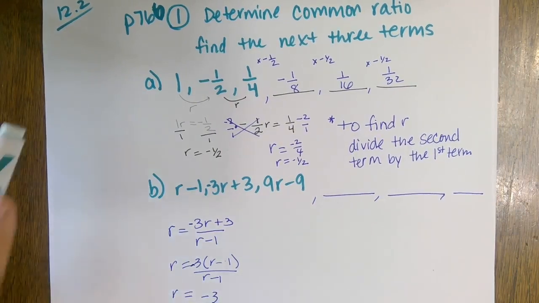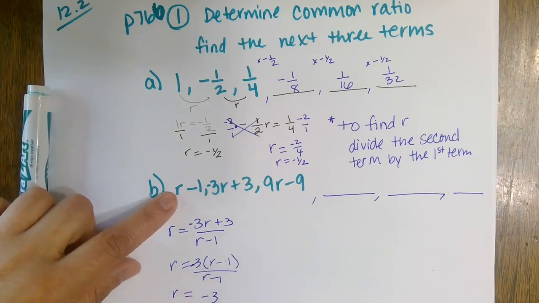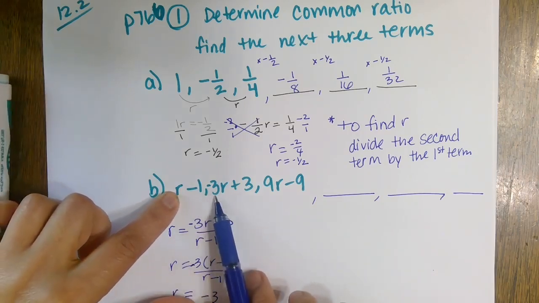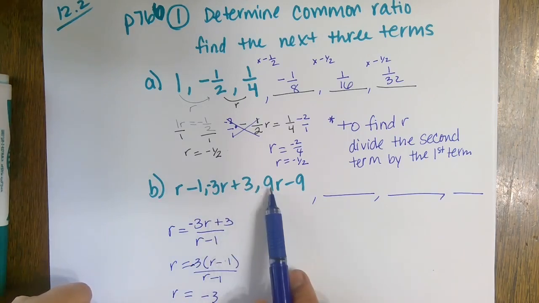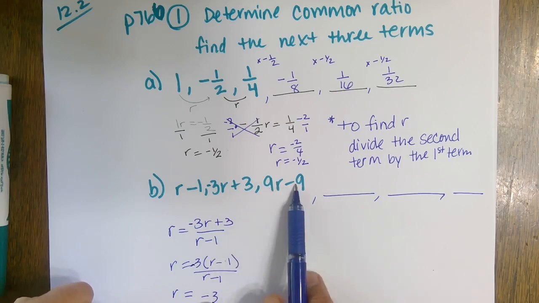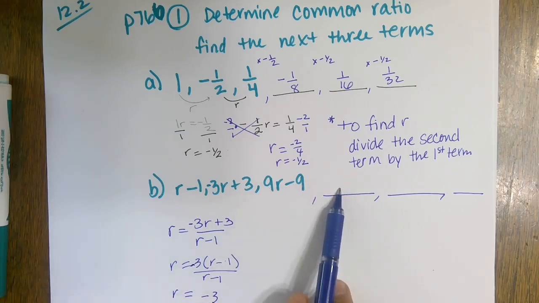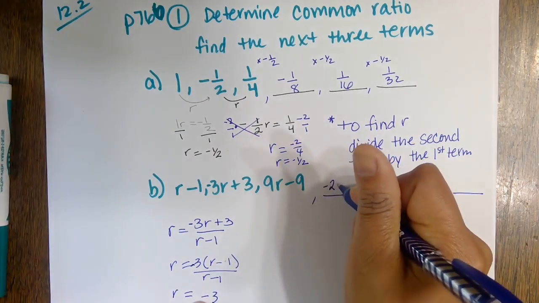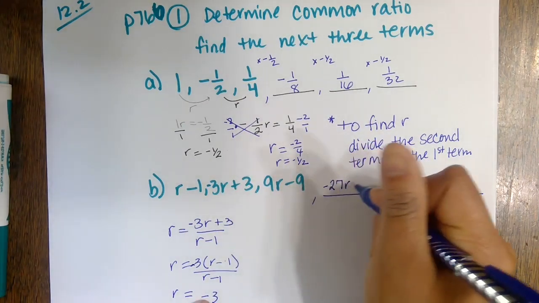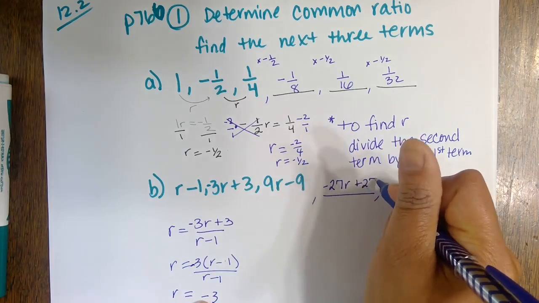Well, let's see if that actually works. So if we have r minus 1 times -3, I get -3r plus 3. -3r plus 3 times -3 is going to be a positive 9r minus 9. Good, so let's go to the next term. So 9 times -3 is -27r and a positive 27.